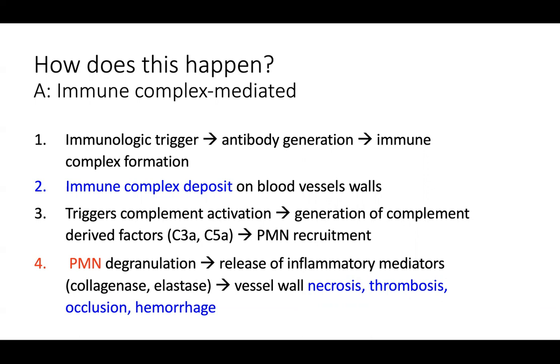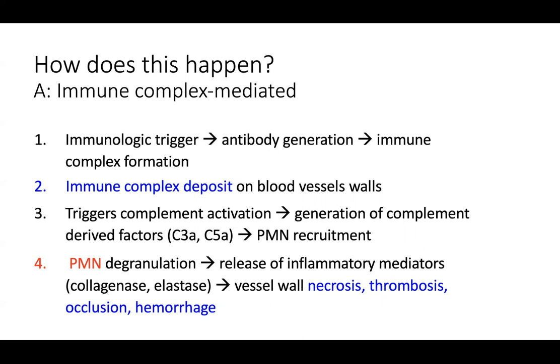And that deposition allows for complement activation to be triggered. What you have is generation of complement-derived factors such as C3a and C5a, and that leads to polymorphonuclear recruitment. Polymorphonuclear is another name for neutrophils. So when you see neutrophilic inflammation around vessels, you start to think, could you have an immune complex mediated mechanism of vasculitis?